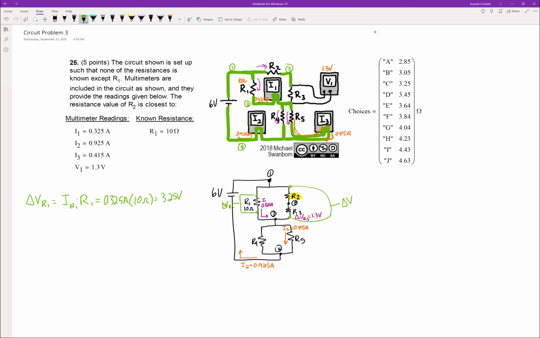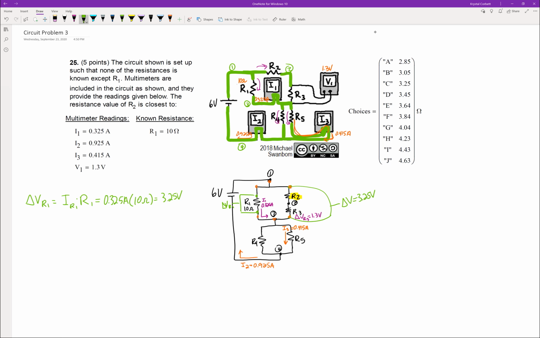Because R1 is in parallel with R2 and R3, the voltage drop has to be the same. Imagine if you were a multimeter and you were measuring voltage here. That's the same as measuring voltage here or measuring voltage here. You're going to get the same value because those are connected at the node, and since they're in parallel, according to Kirchhoff's voltage law, we know that the voltage drop across one component in parallel with the other component has to be the same. So knowing that the voltage drop across R1 is 3.25 volts, I know that the voltage drop across R2 and R3 together is the same value of 3.25 volts.